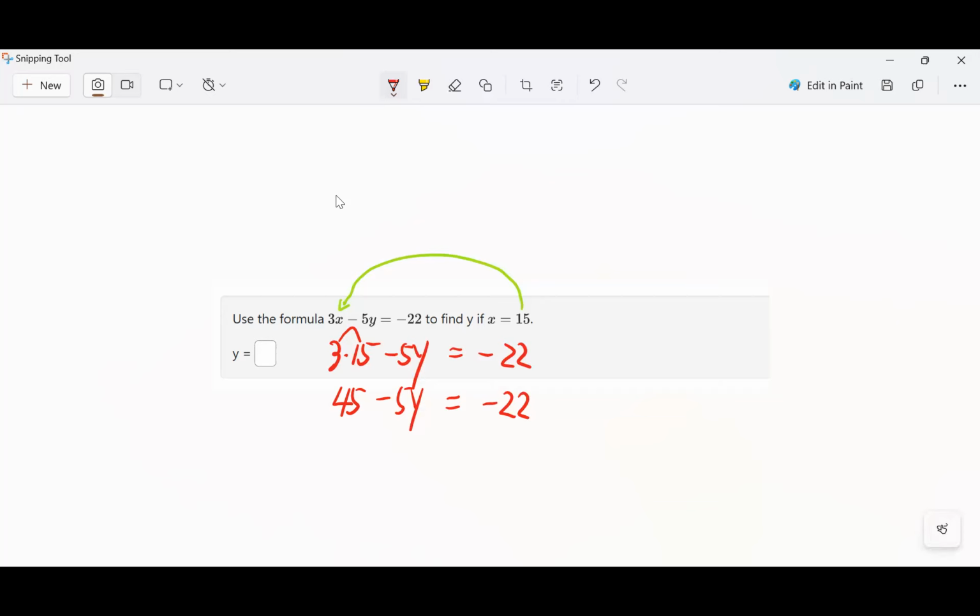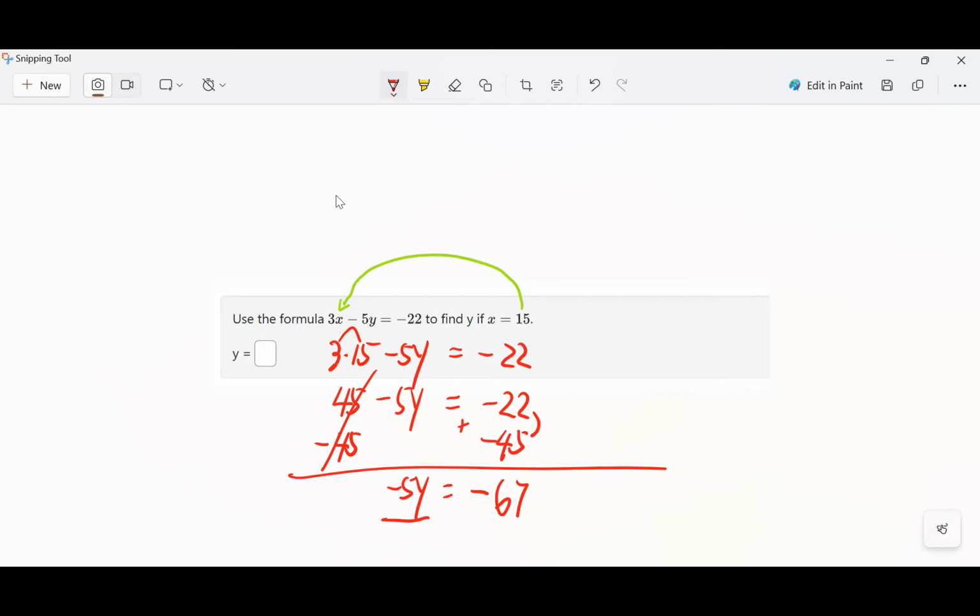Now to get that minus 5y by itself, we do the opposite, which is subtract 45. Once you cancel 45, then we get minus 5y equal to, we're adding two negative numbers, right? Adding two negative numbers, keep the sign, add those two numbers by face value. So 22 plus 45, that's 67.